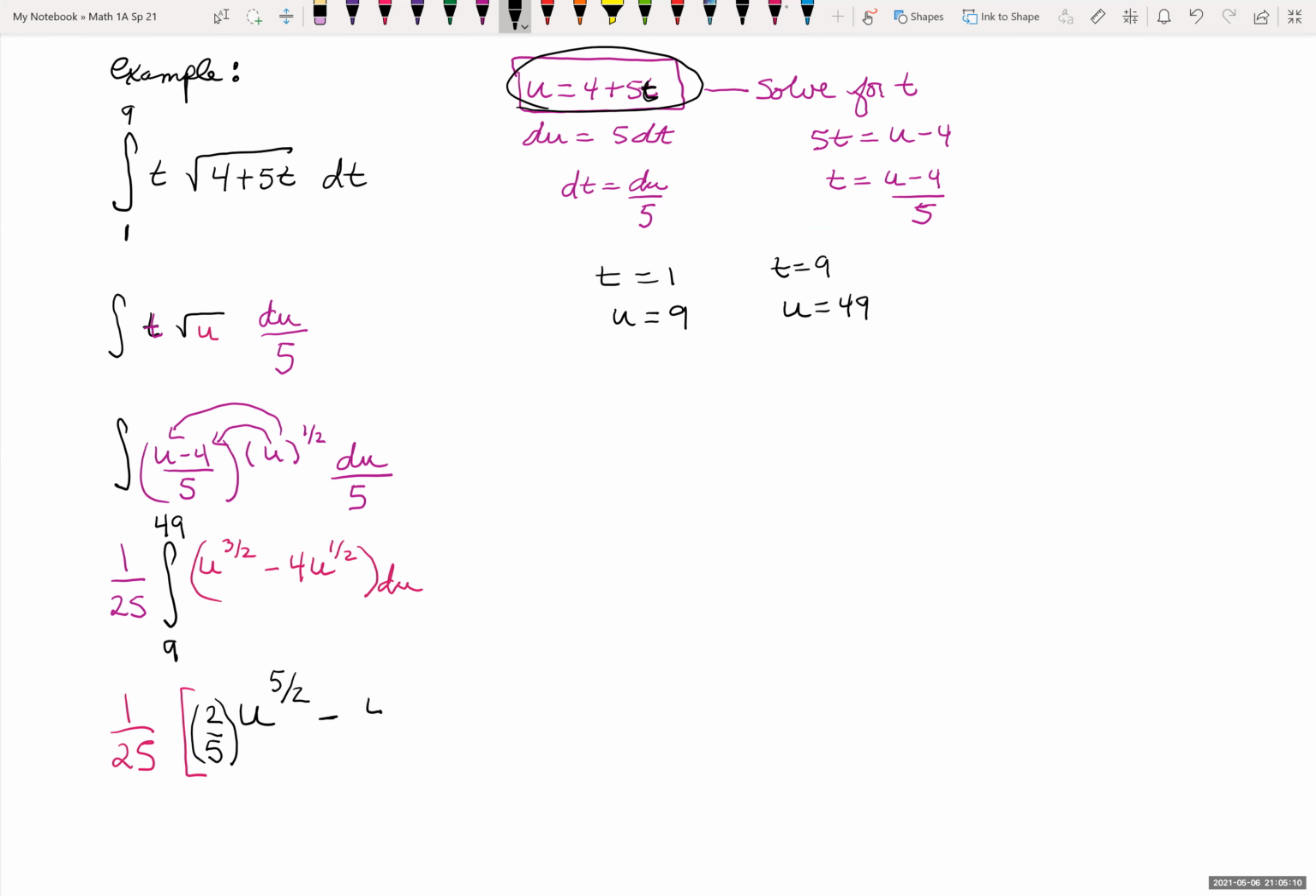Minus 4. So add 1 to our exponent. So 1/2 plus 2/2 is 3/2. And dividing by 3/2 is the same thing as multiplying by the reciprocal, which is 2/3. And we're evaluating this from u equals 9 to u equals 49.